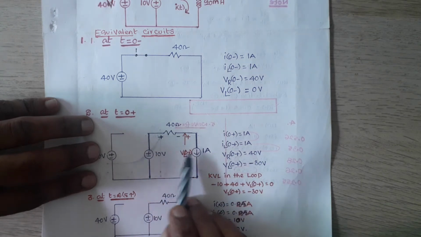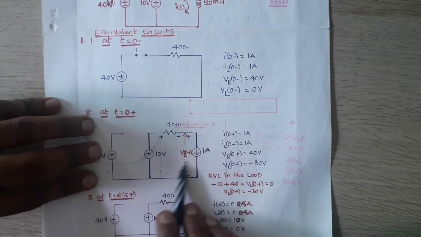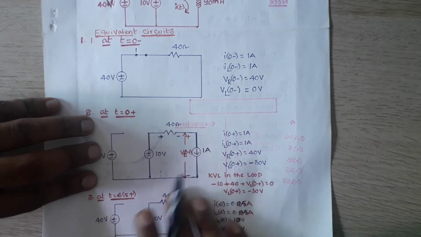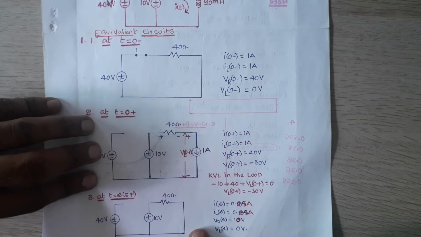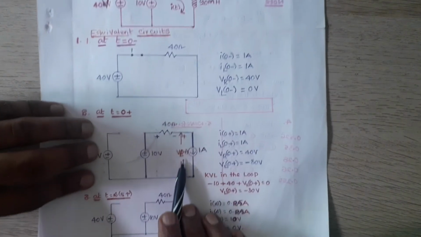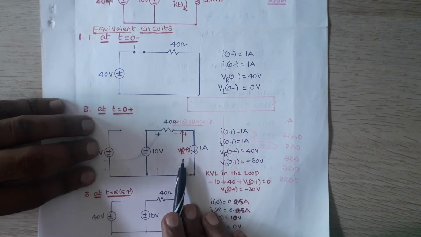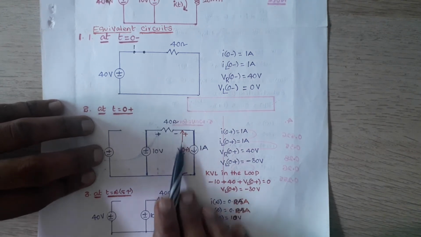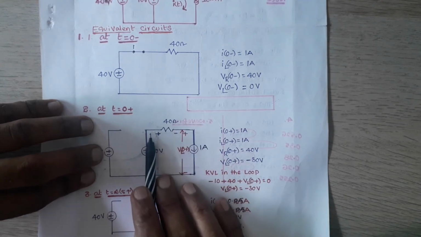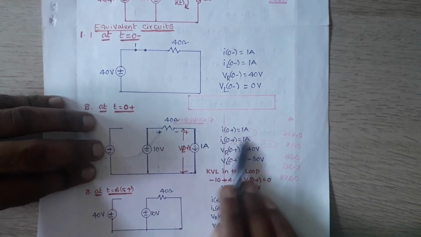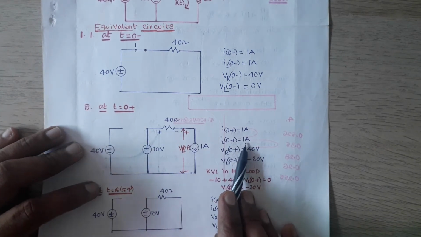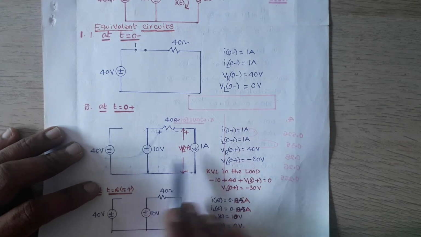40 ohms. For any disturbance, the inductor acts as an open circuit, but there is current in the inductor, and the current in the inductor does not change immediately. So the current in the inductor is 1 ampere, but the inductor is open circuited for the disturbance. This is the equivalent circuit at t equal to 0 plus. The current in the circuit is 1 ampere, and the current in the inductor is 1 ampere because the same current is flowing.